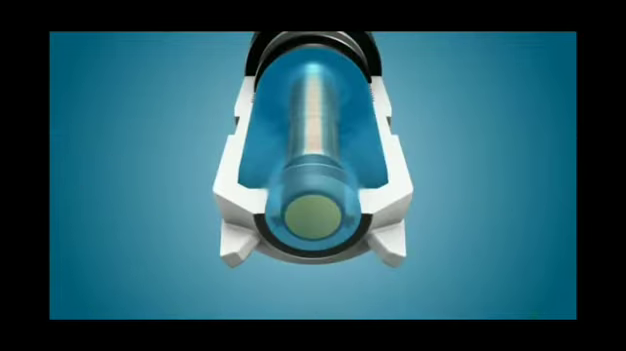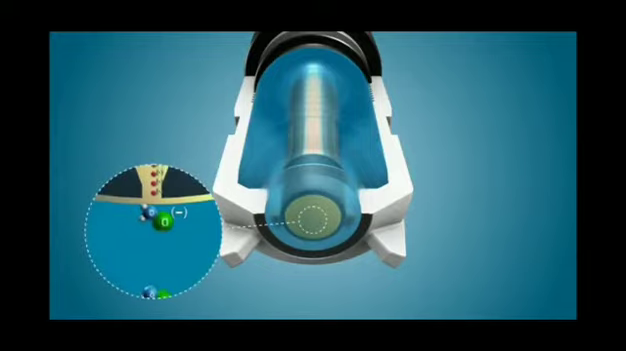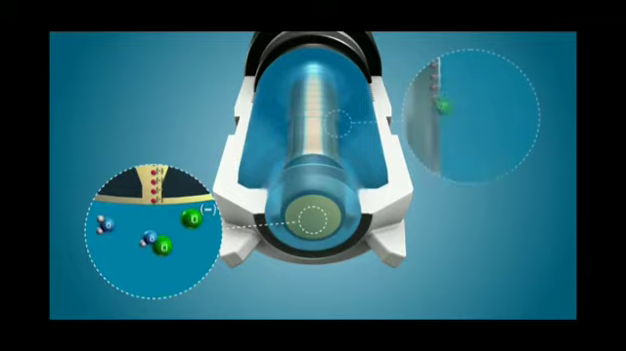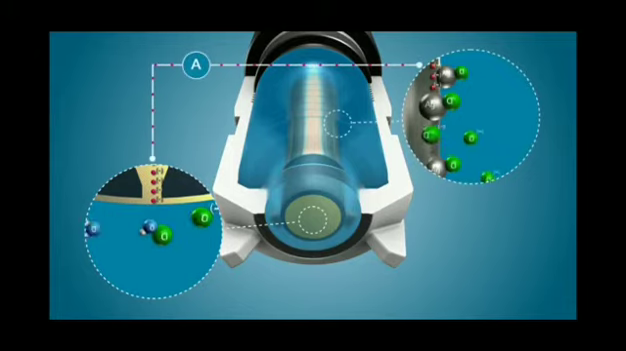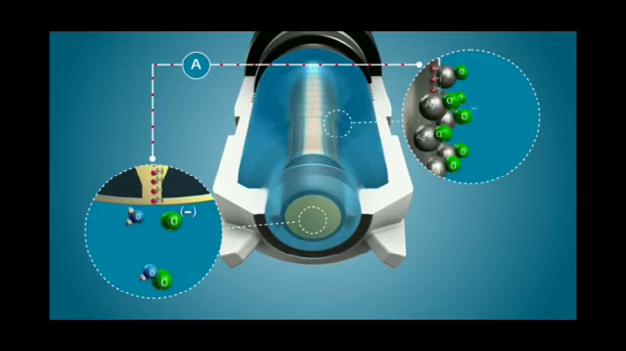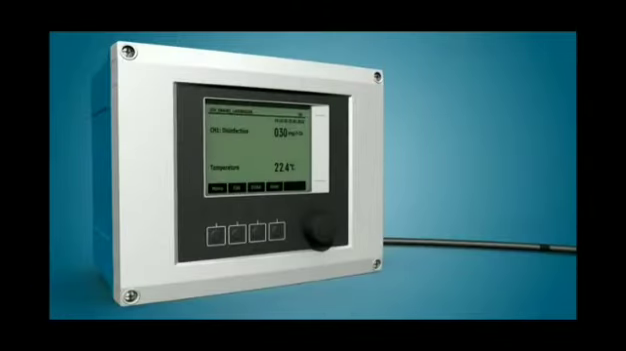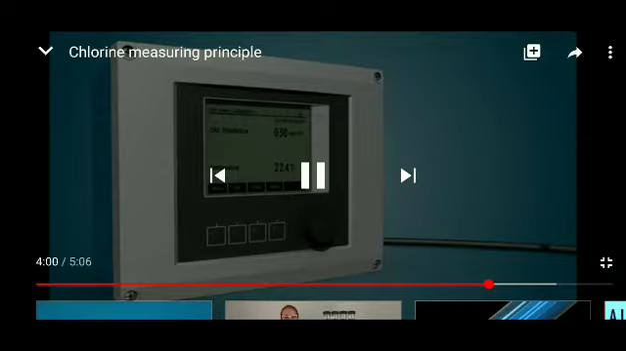When the sensor is immersed in a medium containing free chlorine, the HOCl molecules diffuse through the sensor membrane and are reduced to chloride ions, Cl-, at the gold cathode in the reaction chamber. At the anode, silver reacts to silver chloride, releasing electrons. This results in a current flowing through the discharge system that is connected to the anode and cathode. This current is proportional to the concentration of free chlorine. The current is processed in the transmitter and displayed as concentration in milligrams per liter.